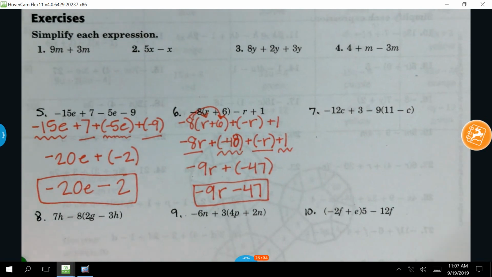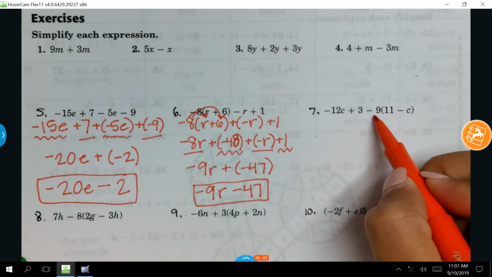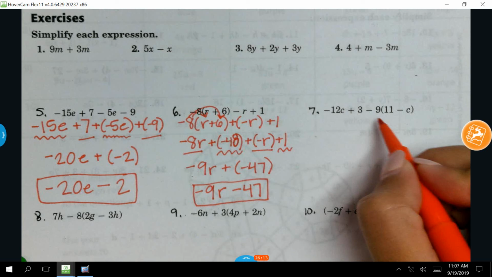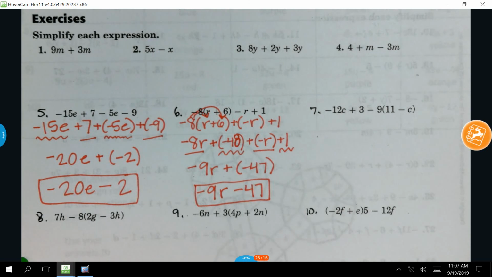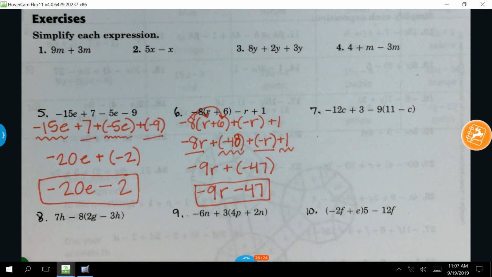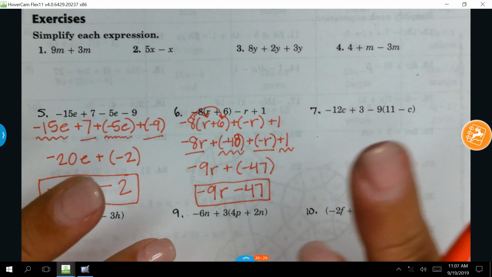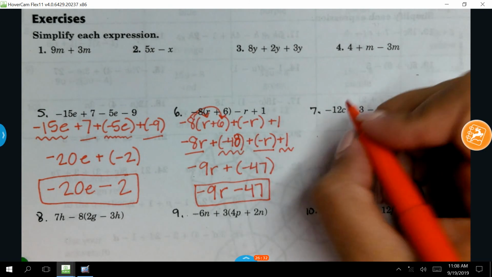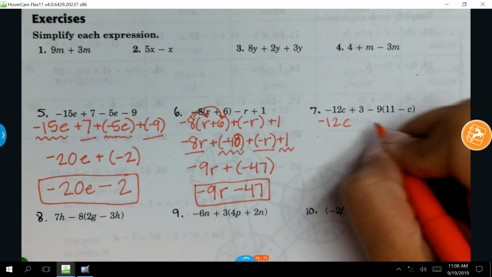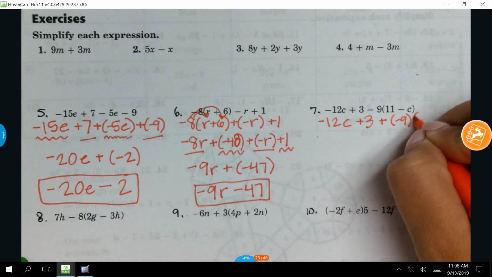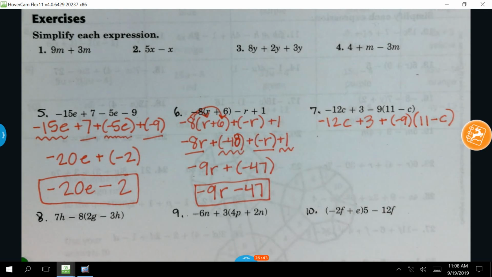Alright. Negative 12c plus 3 minus 9 times 11 minus c. So when you see those parentheses, what does that mean? Means distributive property. But that minus 9 is kind of tricky there, because am I distributing a positive 9 or a negative 9? Actually a negative 9, so that's why I want to go ahead and rewrite it to make sure that we don't make the mistake and distribute a positive 9 instead of a negative 9, okay? So this is going to be negative 12c plus 3 plus negative 9 times 11 minus c.